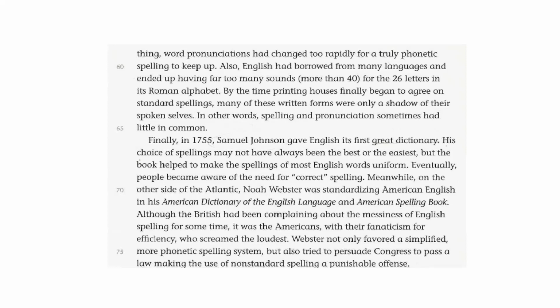Webster not only favored a simplified, more phonetic spelling system, but also tried to persuade Congress to pass a law making the use of non-standard spelling a punishable offense.